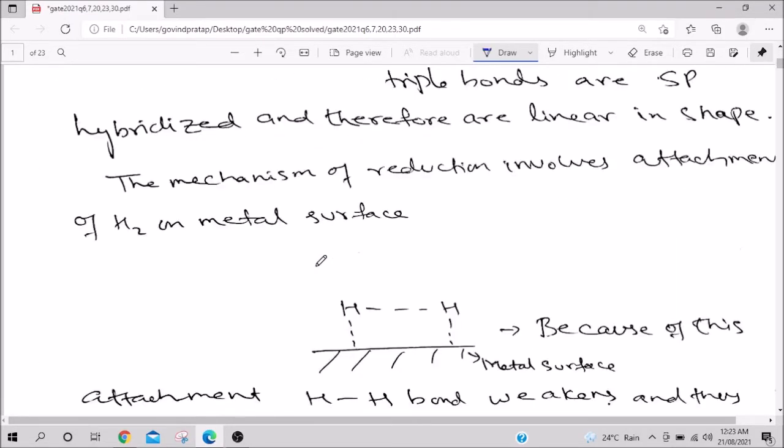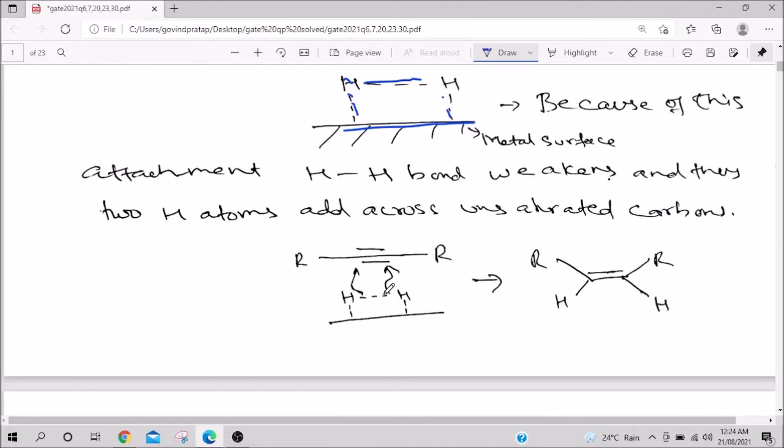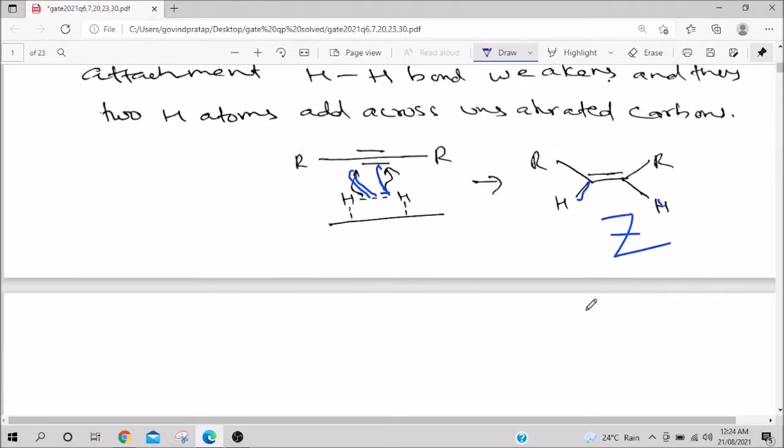Let's see how the mechanism works. This is the metal, the palladium, and on this the hydrogen goes and attaches, two molecules there. Because it is attaching through this metal surface, even the bond between H-H breaks. Then it adds from the one side, so it will always give you the Z product, that is the cis product. So definitely the first one cannot be the answer.